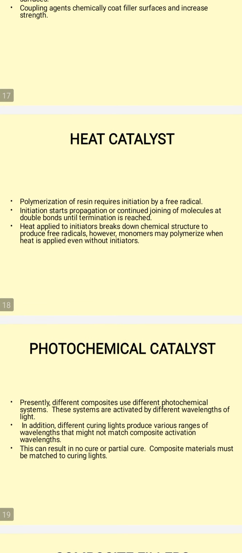Heat catalyst, okay. Besides heat catalyst, we also have photochemical catalyst for the process. Presently, different composites use different photochemical systems. These systems are activated by different wavelengths of light. In addition, different curing lights produce various ranges of wavelengths that might not match composite activation wavelengths. This can result in no cure or partial cure. Composite materials must be matched to the curing lights. This is a very important thing when we are making composites.